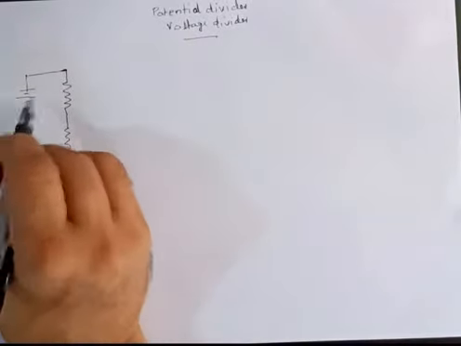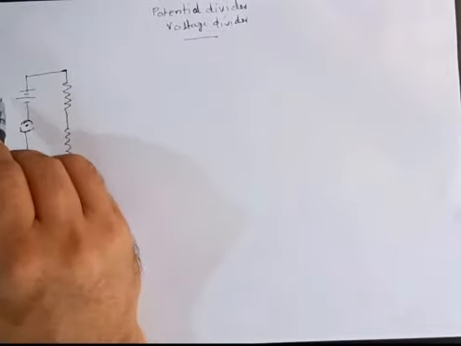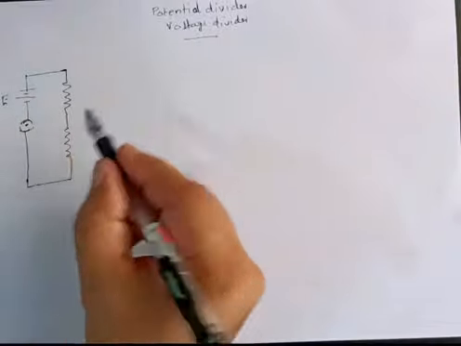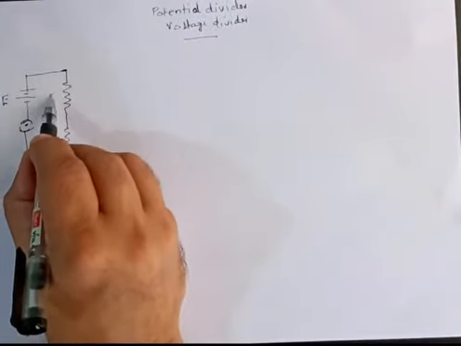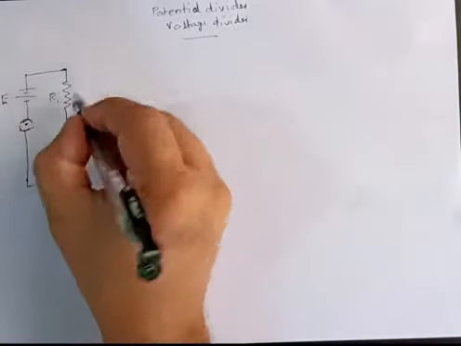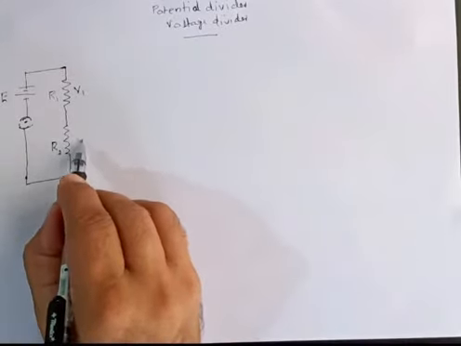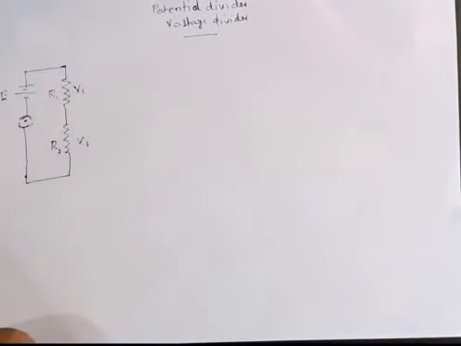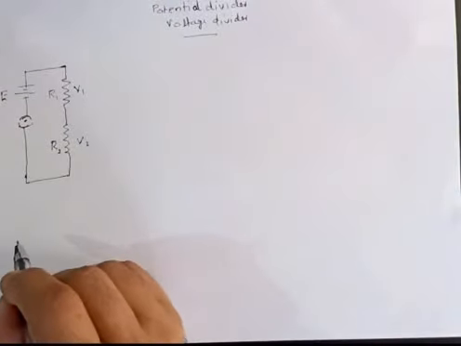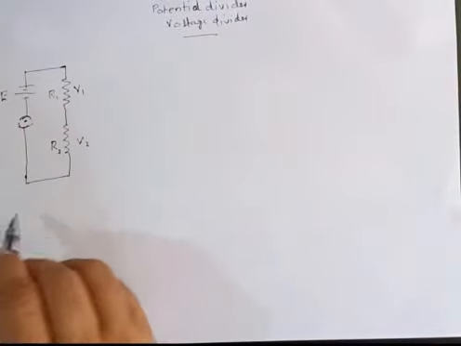Let us assume that the internal resistance of this power supply is extremely small, so we can take the EMF as E, this resistance as R1, and this as R2, and the potential drop across this resistor as V1 and this V2. Right. Now we can get the relationship for V1 and V2.